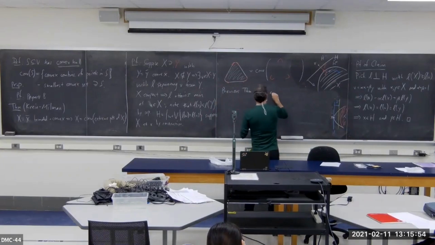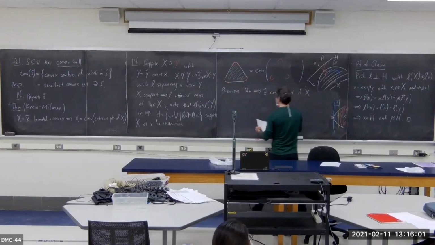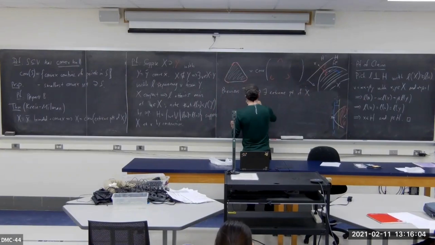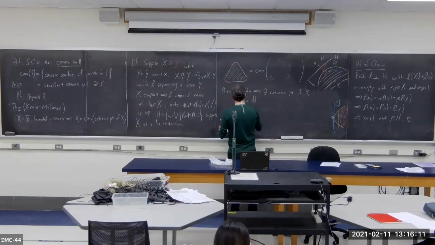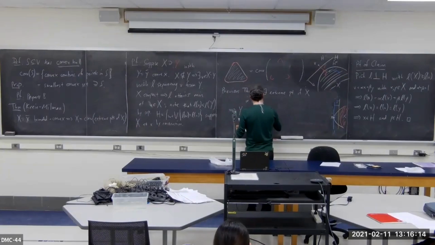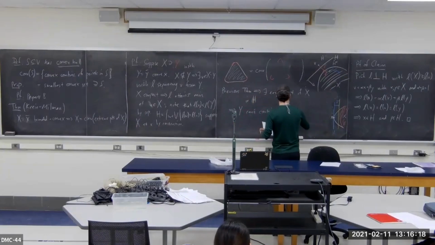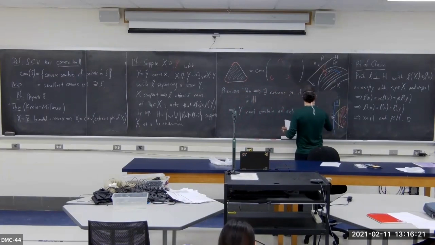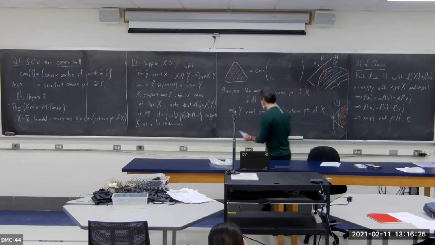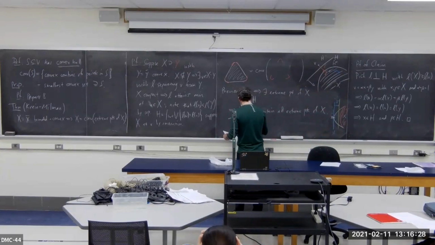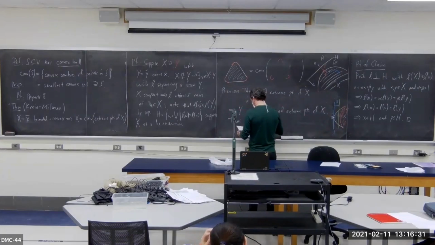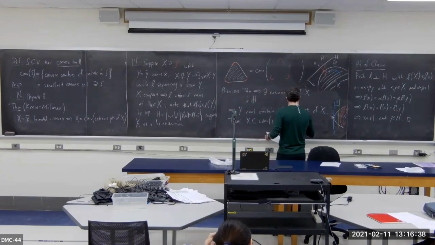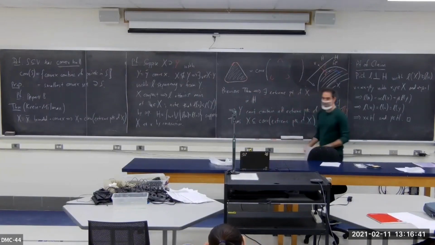So the previous theorem means there's an extreme point of capital X in H, and this implies that capital Y can't contain all extreme points of capital X. Thus, we have that X is contained in the convex hull of the extreme points of X, and the other containment is really dumb.